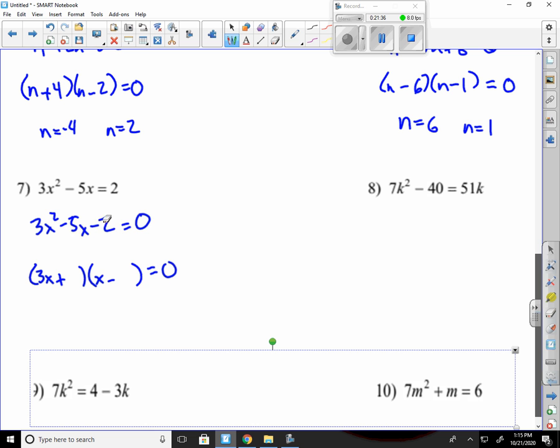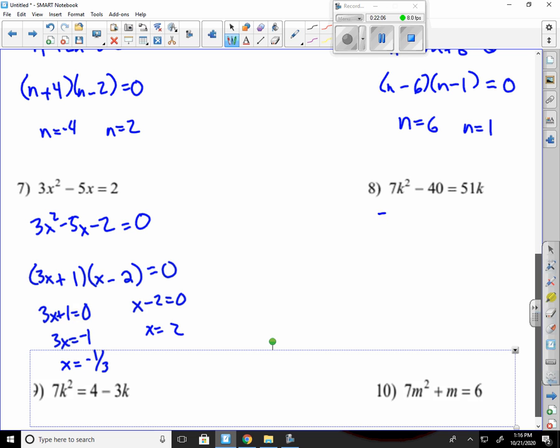What multiplies to give me negative 2? It would have to be a negative 2 and a 1. 3 times negative 2 is negative 6, plus 1 is negative 5. So it's 3x plus 1 equals 0, x minus 2 equals 0. X equals 2. Subtract the 1 over. 3x equals negative 1. Divide by 3. X equals negative 1/3.